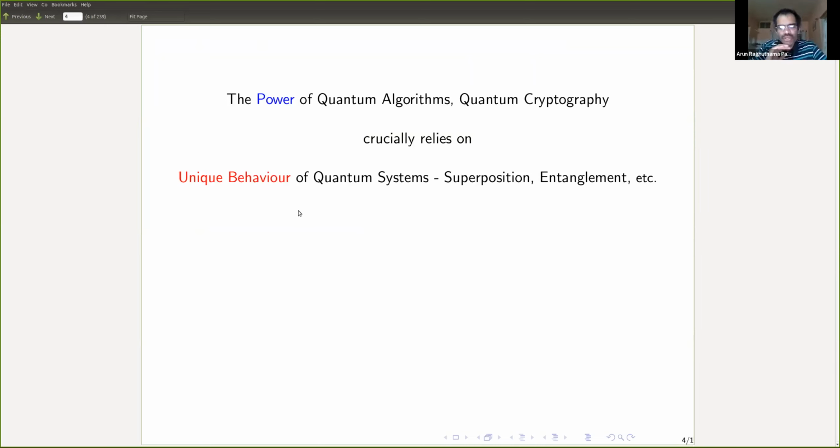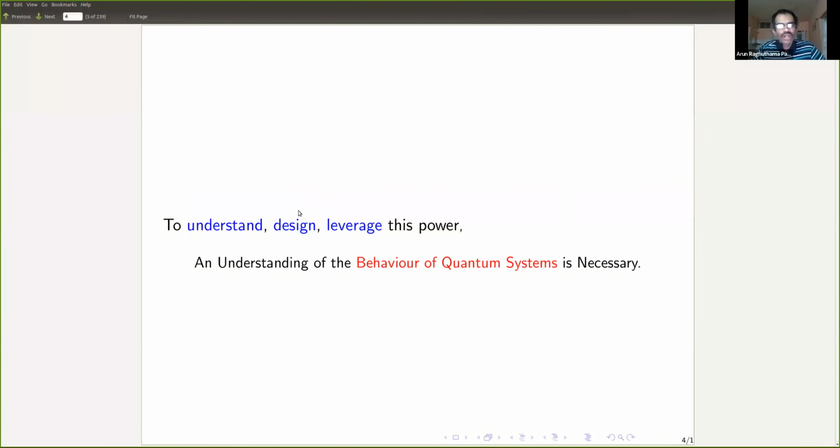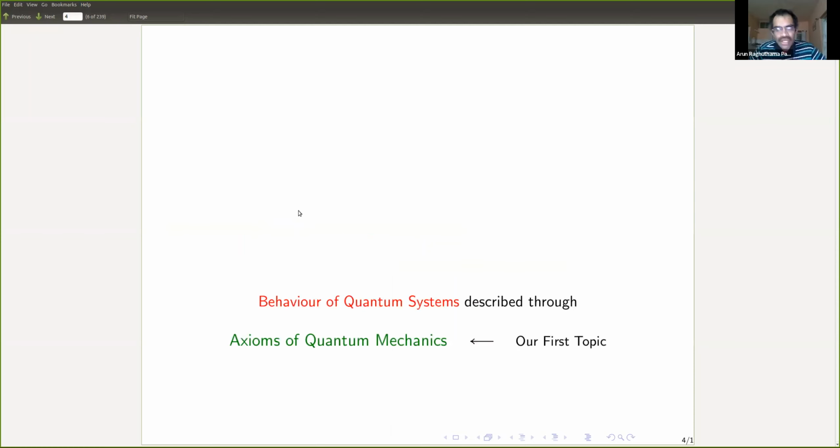So if tomorrow you have to either understand or design some powerful quantum algorithms, you need to have a good grasp of the behavior of quantum systems. How do quantum systems behave? You need to understand that very well. And the behavior of quantum systems is described through 4 axioms of quantum mechanics. So that is going to be the first topic of this talk.